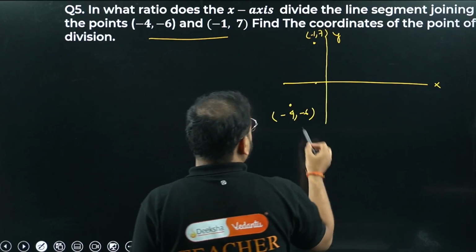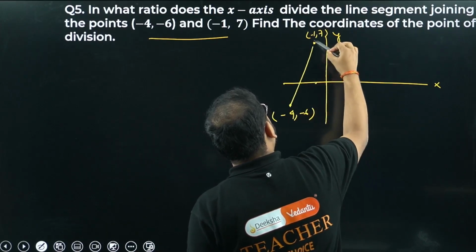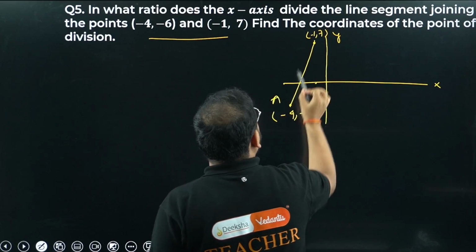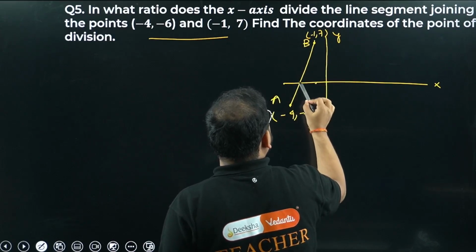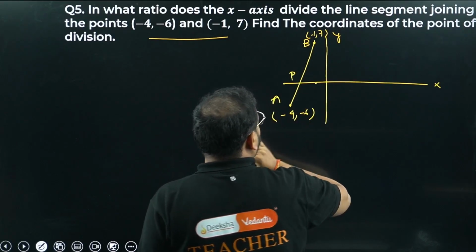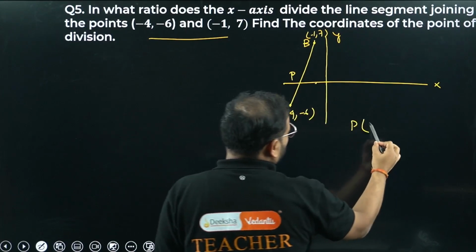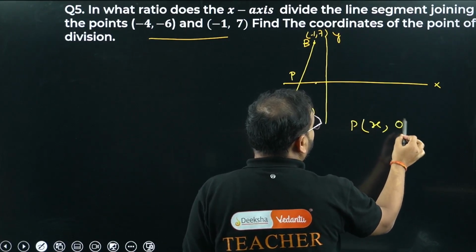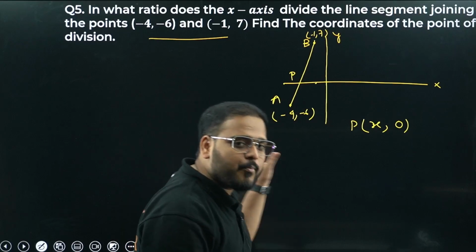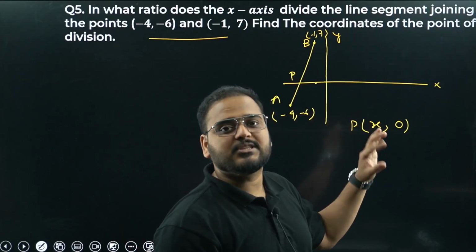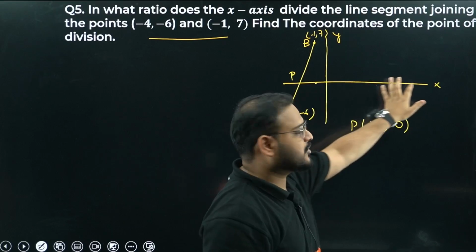Yes? Okay. So join these two points. If this is point A, this point B, and let's say this is point P. What's the coordinate of P? X is unknown, so x, comma 0. Why 0, sir? Any point on the x-axis will have y coordinate as 0. Y coordinate is always 0 on the x-axis.